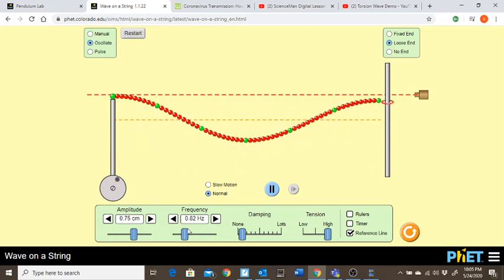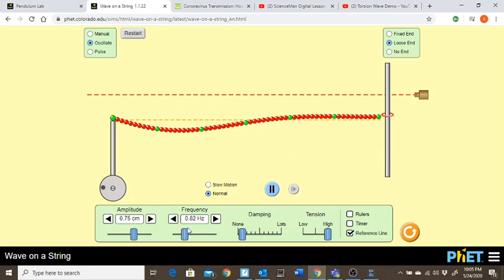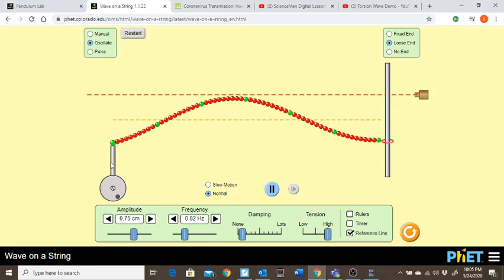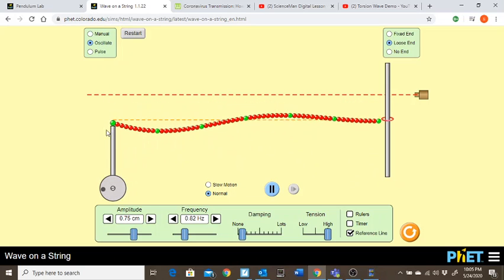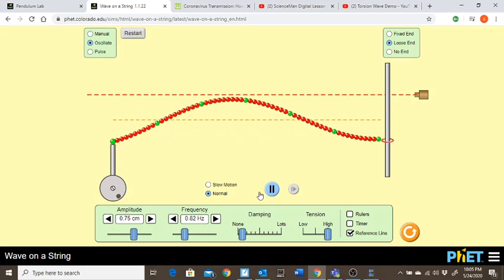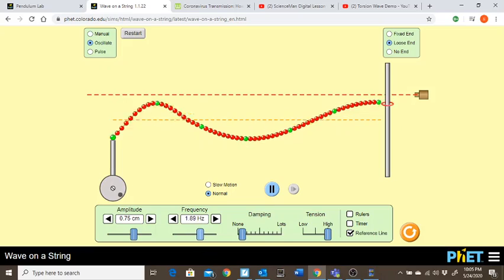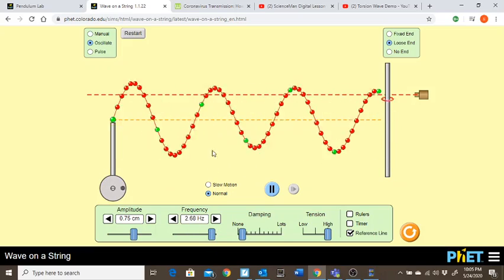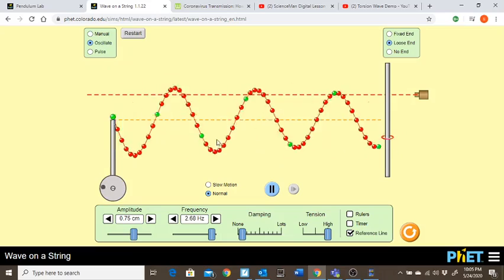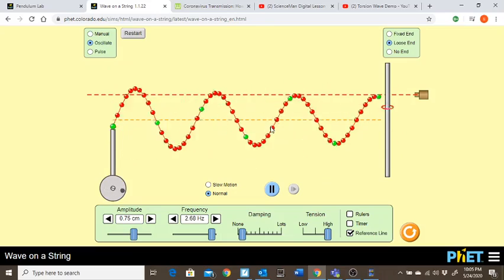So here we have... what's the wavelength like here? Oh, the wavelength is pretty long. It's on the order of at least here to here. It might be longer than that. If we increase the frequency, you can see the wavelength has decreased. And so here it's quite apparent. You might not have seen this.